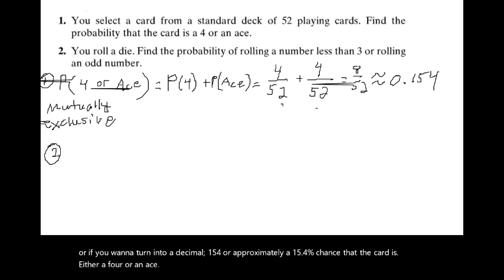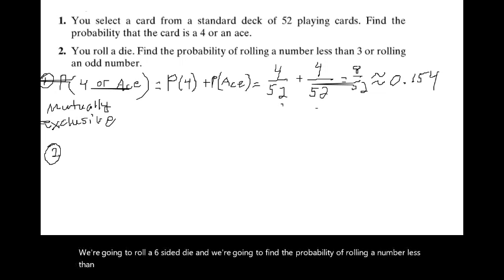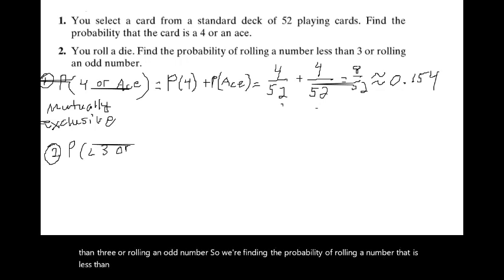So then for number 2, we're going to roll a 6-sided die, and we're going to find the probability of rolling a number less than 3 or rolling an odd number. So we are finding the probability of rolling a number that is less than 3 or rolling an odd number.